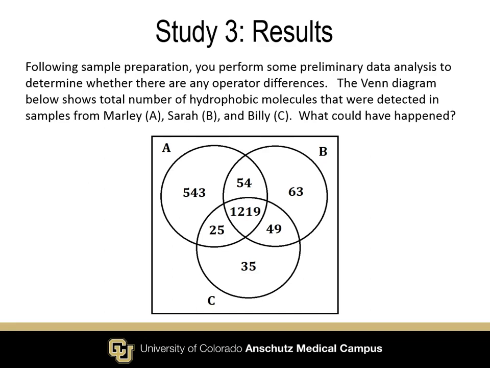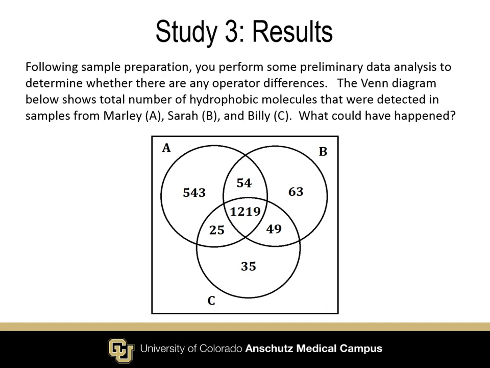So here's some results from this study. And we have a Venn diagram that overlaps Marley's results, Sarah's results, and Billy's results. Now take in mind that Billy was the original one to complete this prep, but then the two other girls took over.